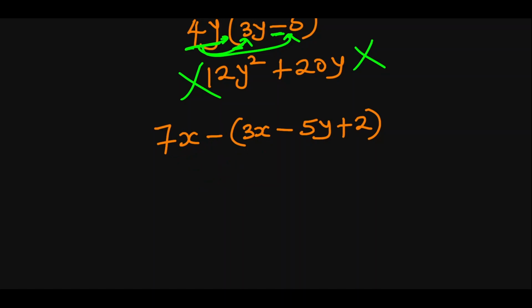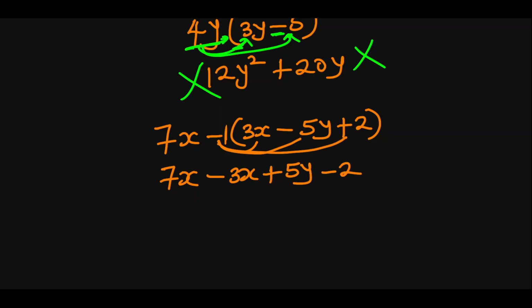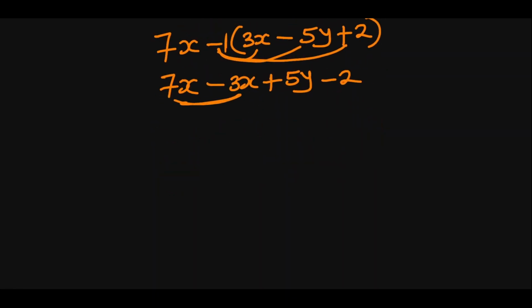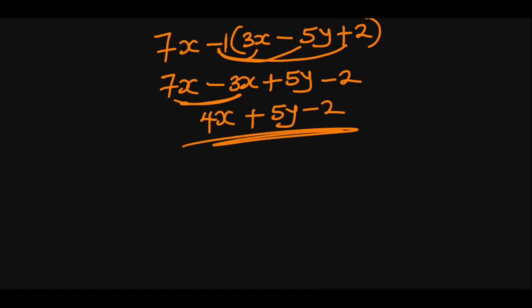So if you wanted to solve this, it will be 7x, then the minus 1 here multiplies everything in the bracket one by one. So that gives us minus 3x. Minus 1 times minus 5y gives us plus 5y. Then minus 1 times plus 2 gives us minus 2. Then if we simplify further, of course, like terms, 7x minus 3x gives us 4x plus 5y minus 2. And that will be the final answer.